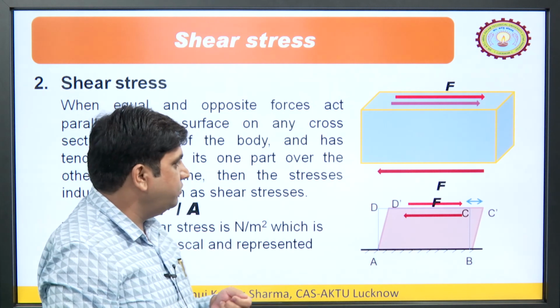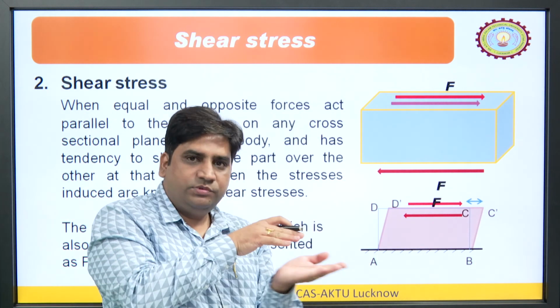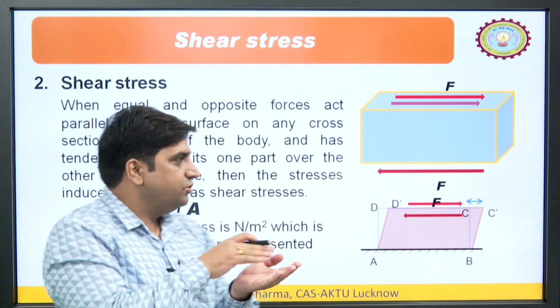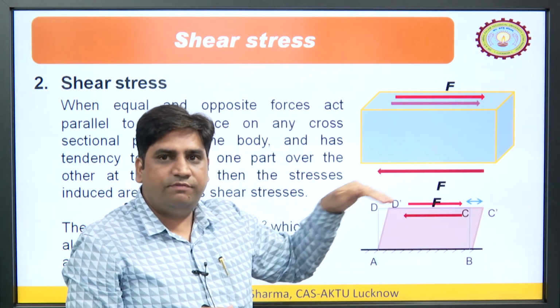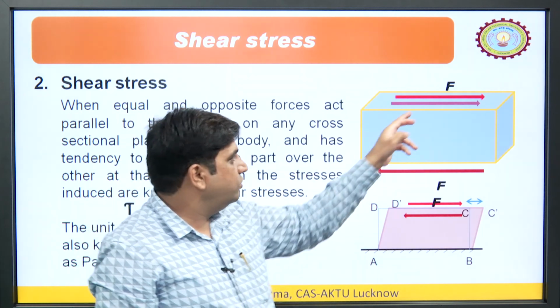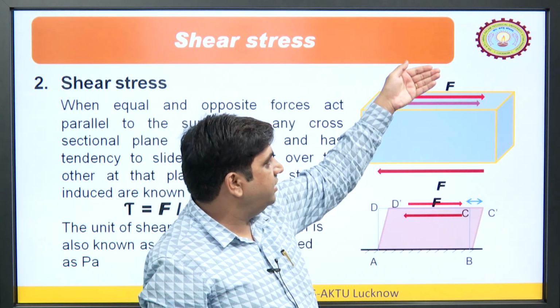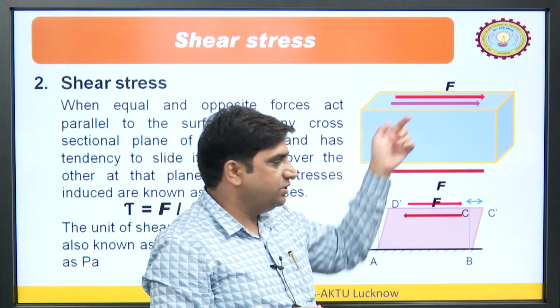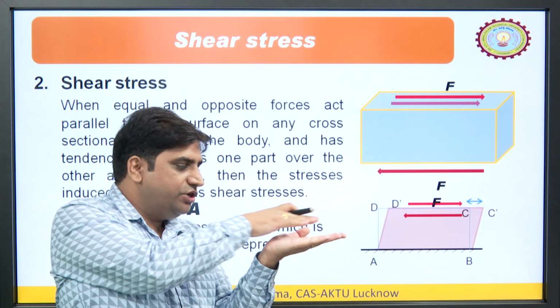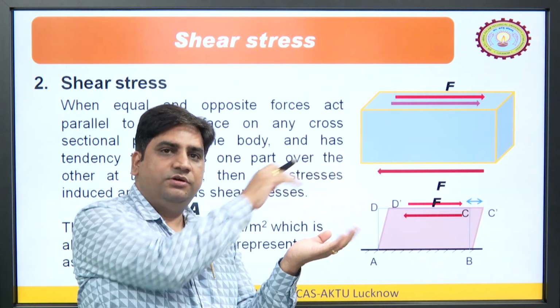So, what will they do? They will try to generate the stresses. Here, let us say we imagine this object is made up of different layers. This force is applied on the top layer and this force on the bottommost layer. So, these two forces together will try to shear off the different planes of the object.